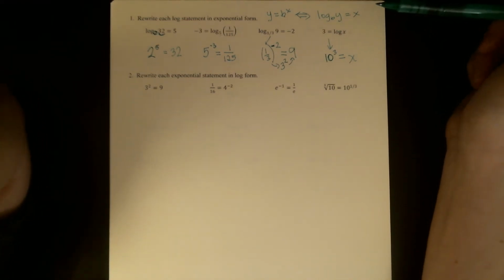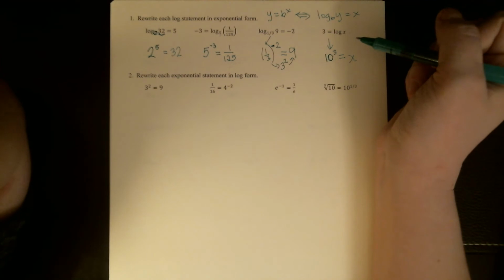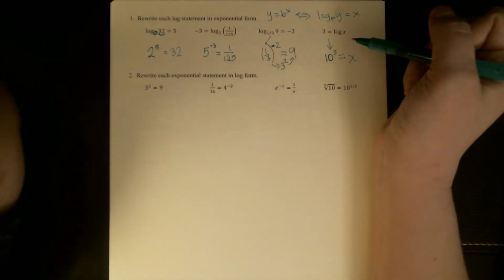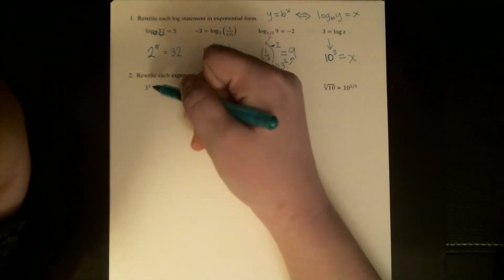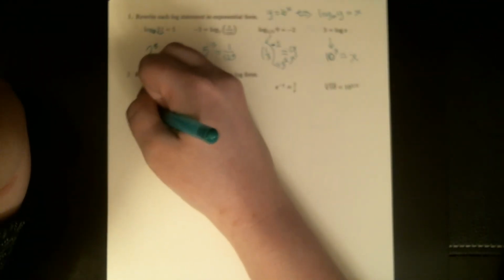For the second example, we're going to go the opposite direction. So we're going to try and take an exponential statement and turn it into a log statement. So the first one, 3 squared is equal to 9. You want to look for the part that has exponent stuff going on so that we can take it apart and make a log. So I have the exponent stuff going on over here, base 3 power of 2. If the base of the exponential is 3, the base of the log should also be 3.